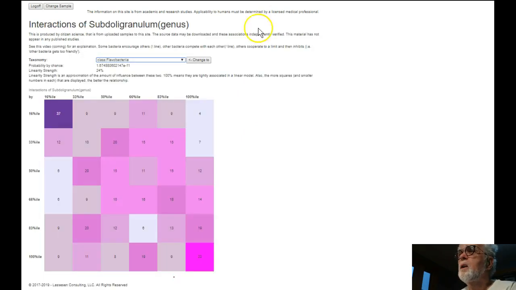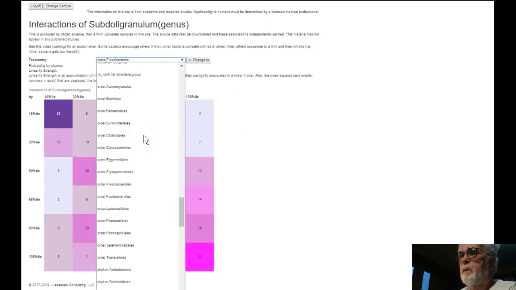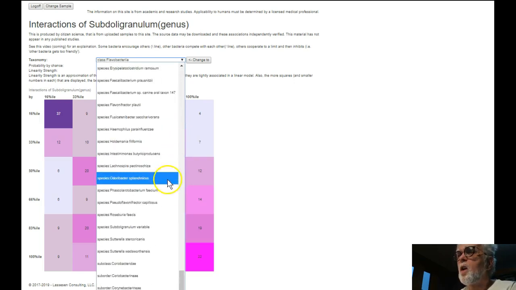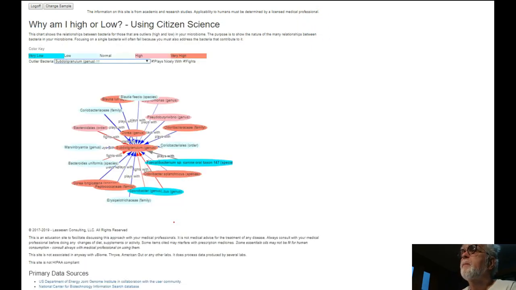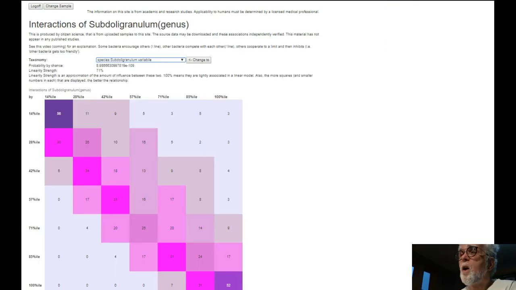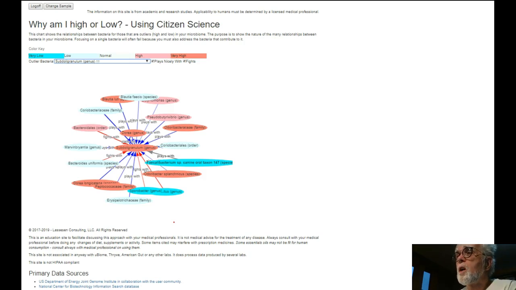If you go back here, you may find that, for example, if you go down all the way to species, and you go down to one of these, you may find a beautiful one like this, where this particular species has an extremely strong correlation. However, if you go back to the chart, you won't find it listed for a very simple reason. You don't have any of it. So there's the difference between the two. One shows all of the bacteria from all samples, and the other one shows just your specific samples.